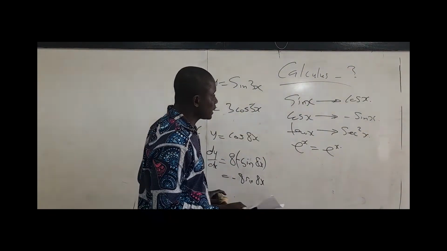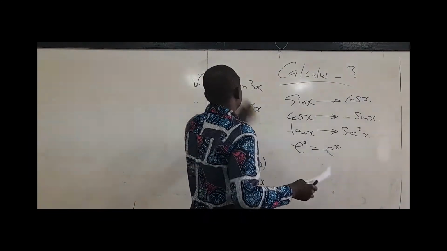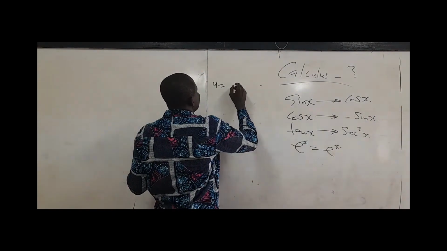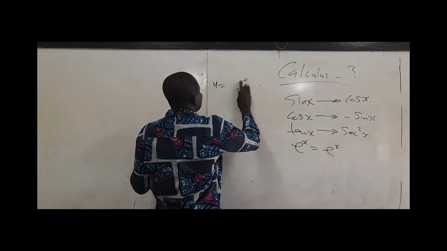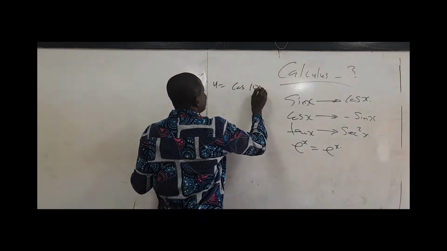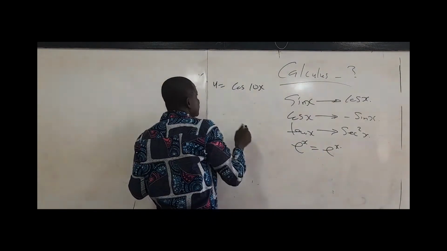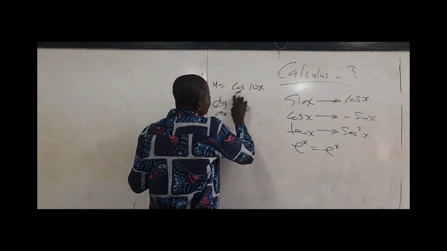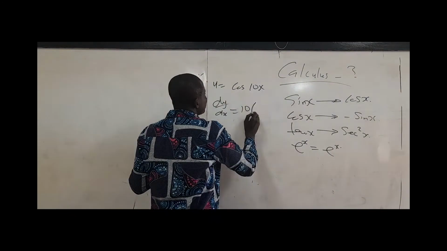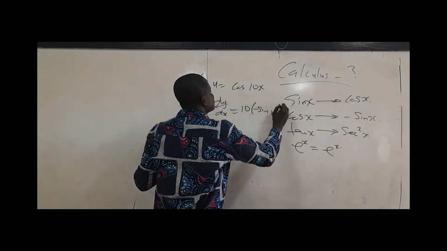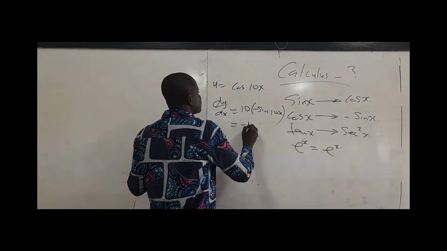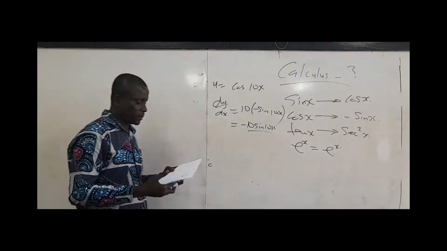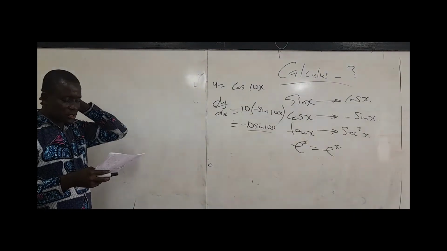Let's see other examples so that you look at it and see how you go about it. So if I have y is equal to cos 10x, what happens? You differentiate this 10. So dy/dx is equal to, when you differentiate this 10, you get 10. Then when you differentiate cos, you get negative sine, but you maintain this 10x. So it becomes negative 10 sine 10x. That's it.